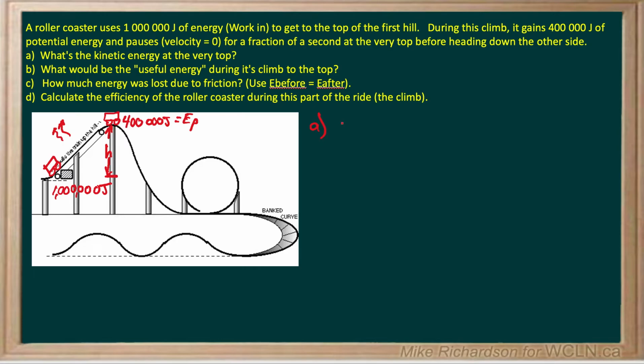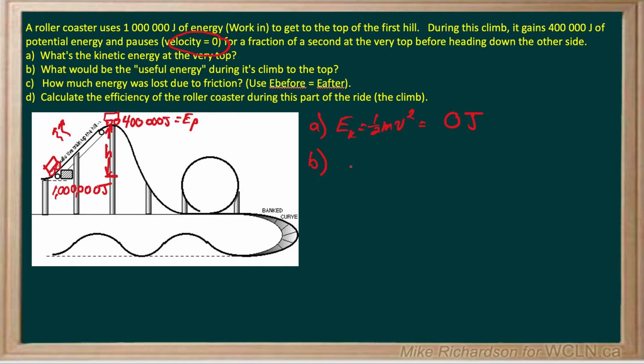Now, question A, what is its kinetic energy at the top? Well, if you look at the question, its velocity is 0 at the top. So since kinetic energy is 1/2 mv squared and v is 0, at the top you're not moving, so you have no kinetic energy.